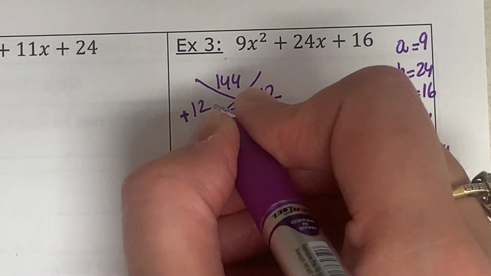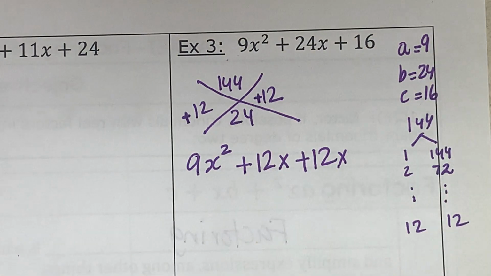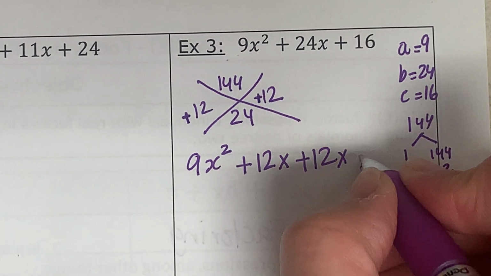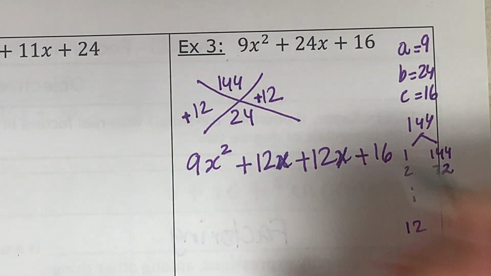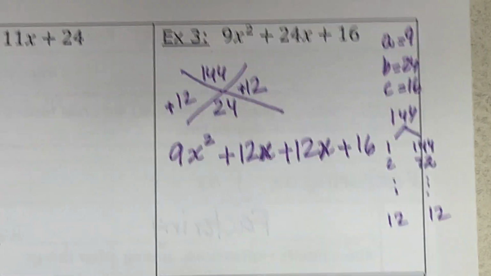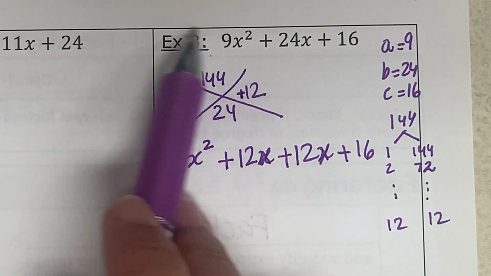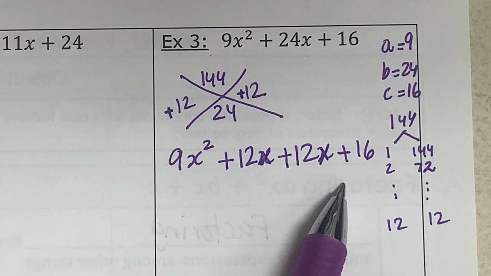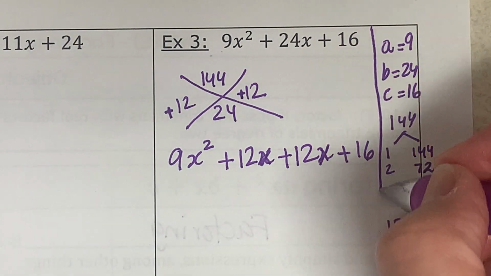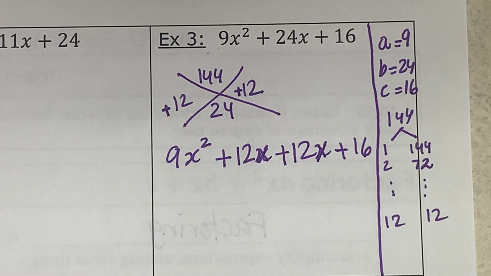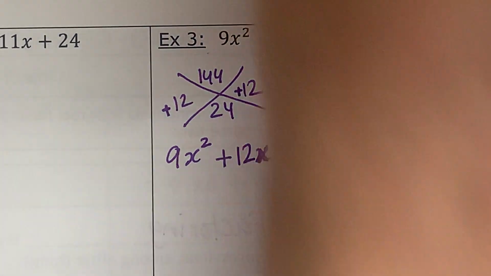Remember, this is plus and this is plus. There's no minus, so it has to be a plus. Plus 16. So I have changed my 3 trinomial into a polynomial. Next, I am going to do the grouping.